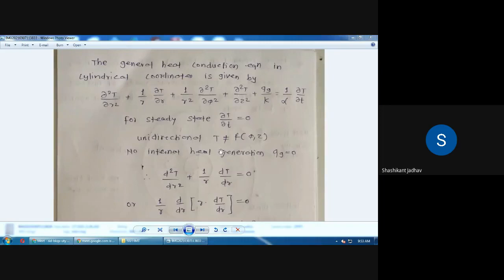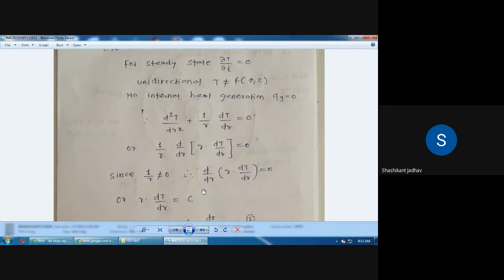For this derivation, we are using the general heat conduction equation in the cylindrical coordinate system. We have written that equation. We have assumed some conditions. Steady state, so anything with respect to time is equal to 0. Unidirectional, meaning we consider only one direction, that is with respect to r, so the phi and z parameters become 0. Then no internal heat generation, so Qg is equal to 0.